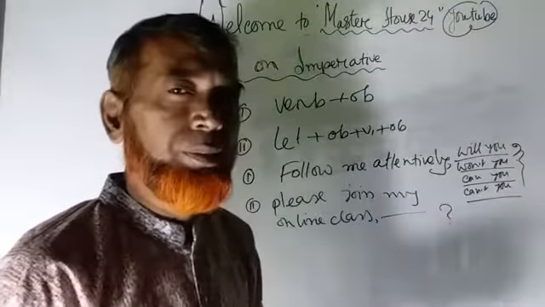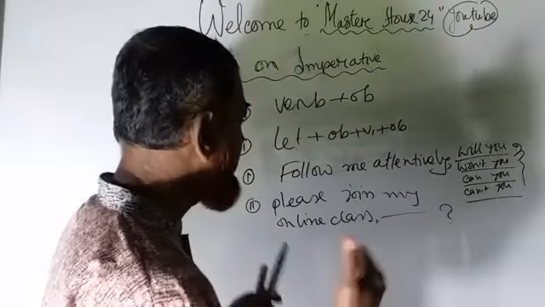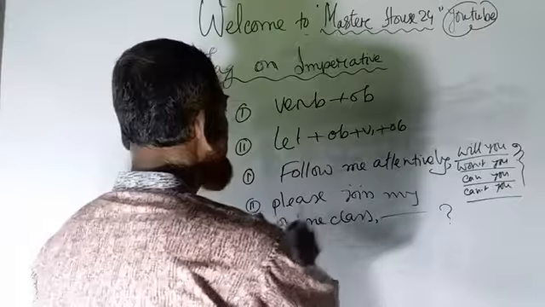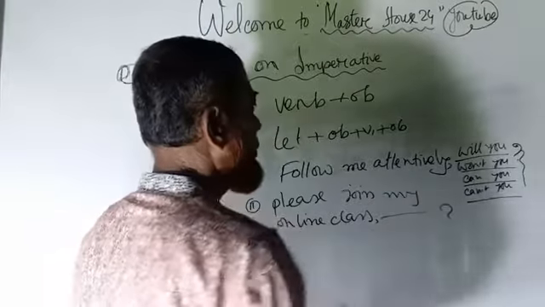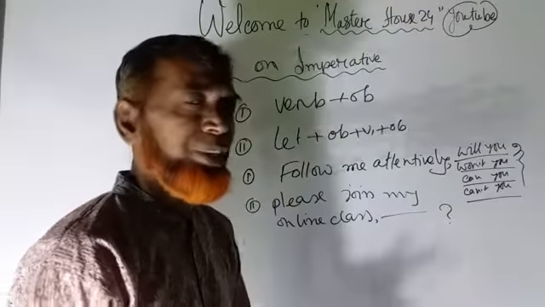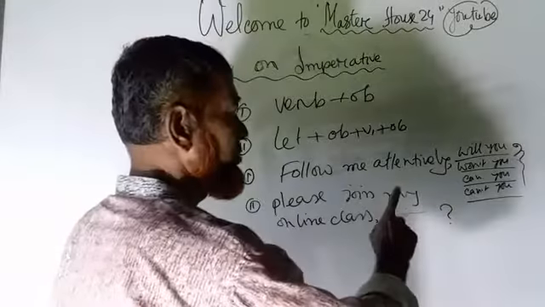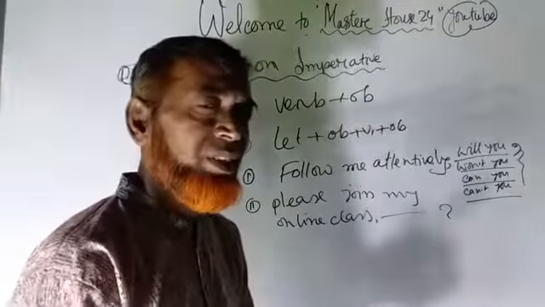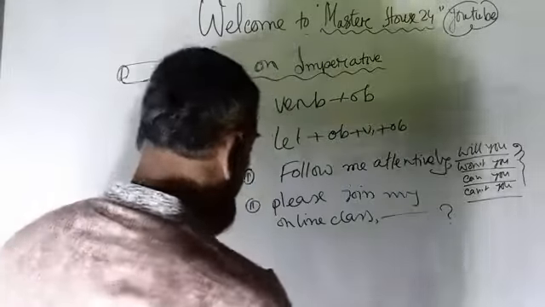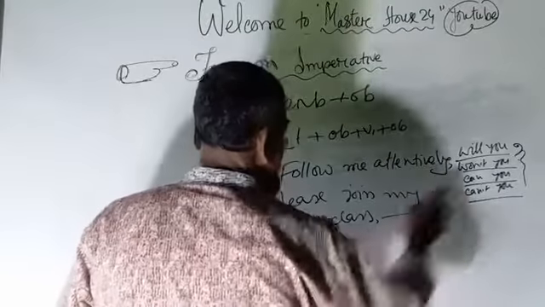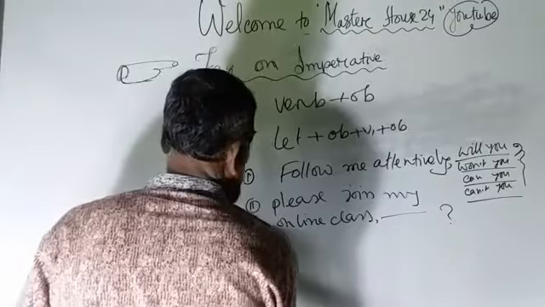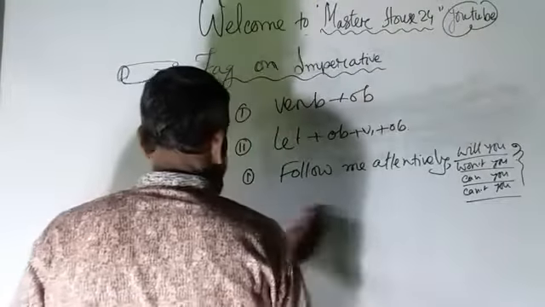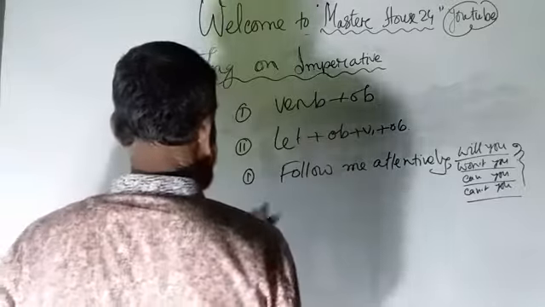How can you change, my dear participant? In the same way, you can answer. Please join my online class. Will you, won't you, can you, can't you. Any kind of answer you can use at the time of making a tag question for an imperative sentence. Okay? My dear participant, in the same way you can answer this question. Okay? My dear participant, I am going to another point for you.